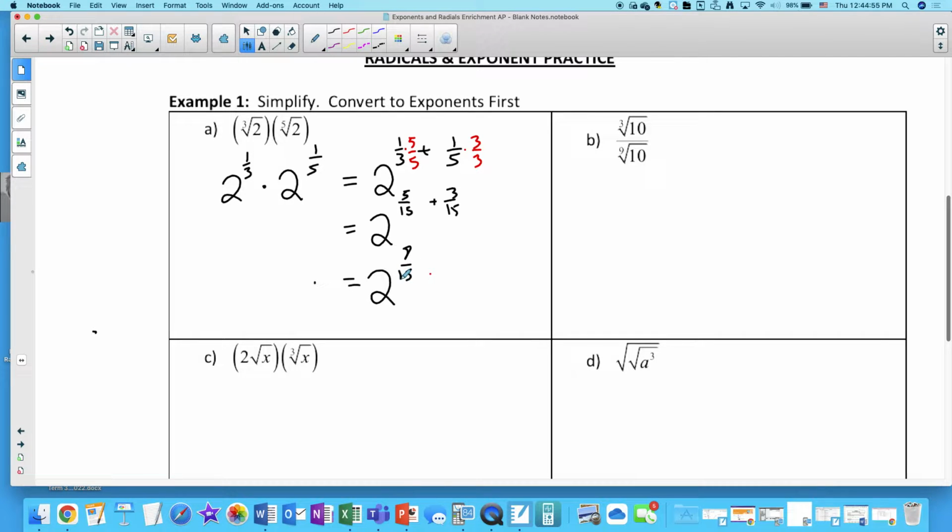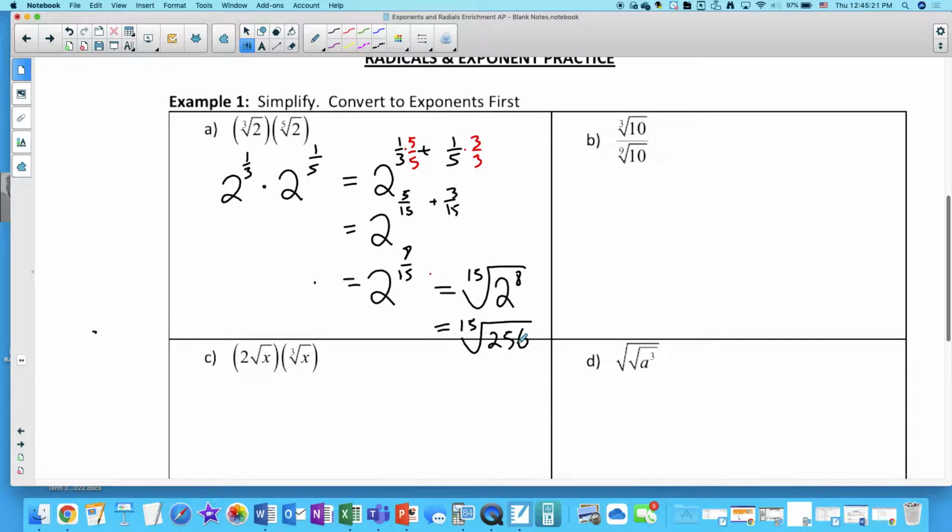Okay? And then if you want to, you could put this back into radical form, right? So sometimes we would do that. And then 2 to the 8 is what? 256, I think, because it's 2 to the 4 times 2 to the 4. So this is the 15th root of 256.